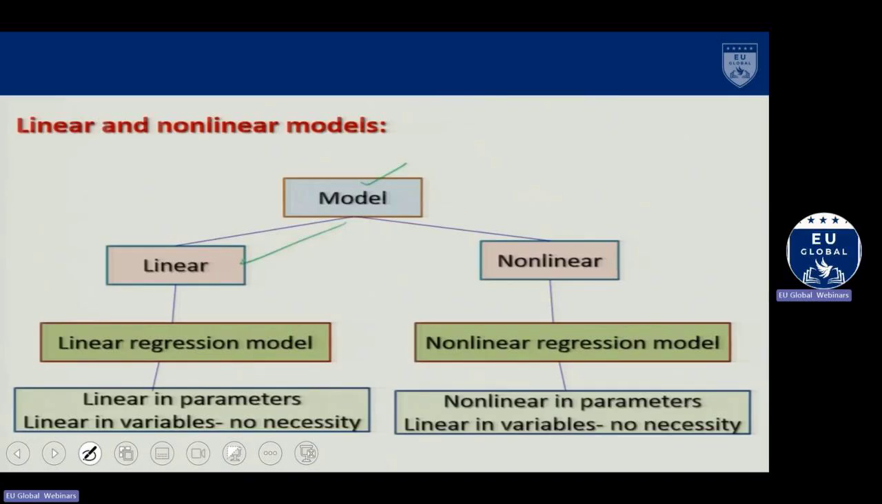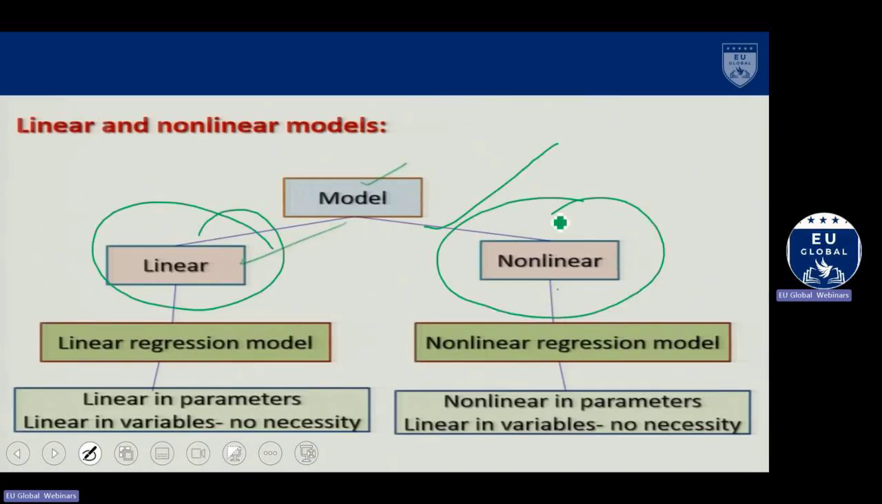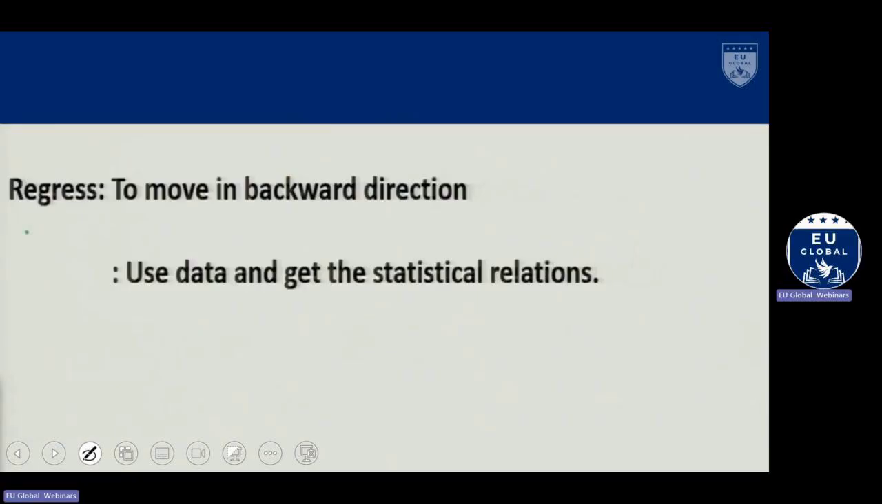So we can say models can be divided into two types: a linear model or a non-linear model. The linear model contains the linear regression model, which we are going to discuss in detail, and the non-linear model consists of the non-linear regression model. Linear regression models are linear in parameters, and so on. Now we know what regression is.